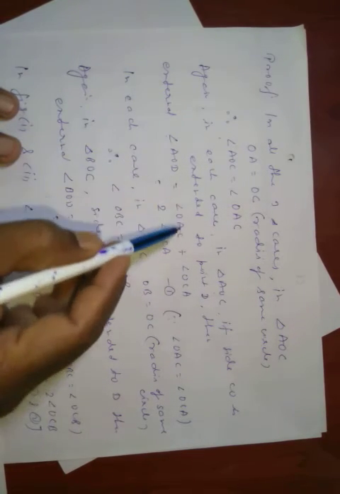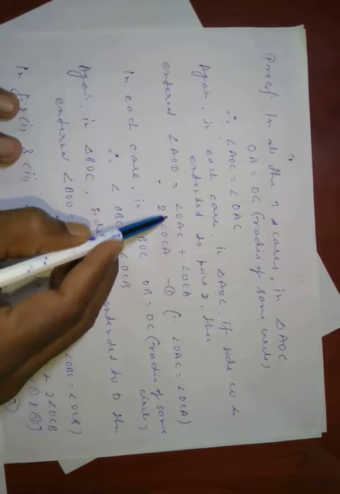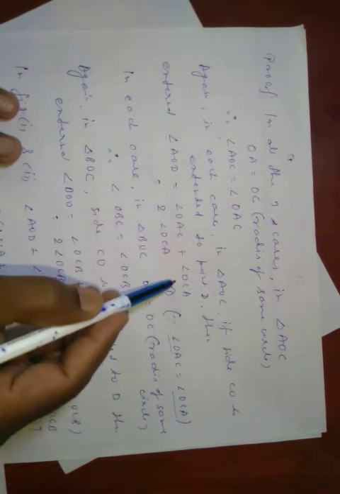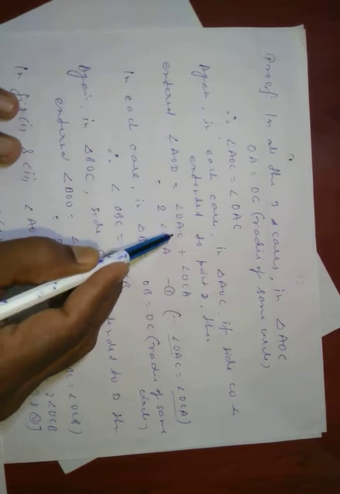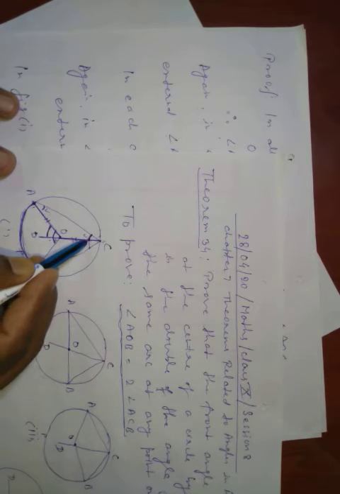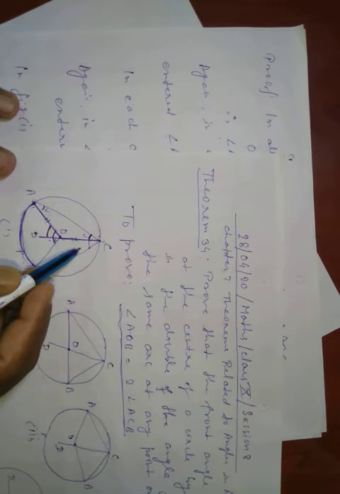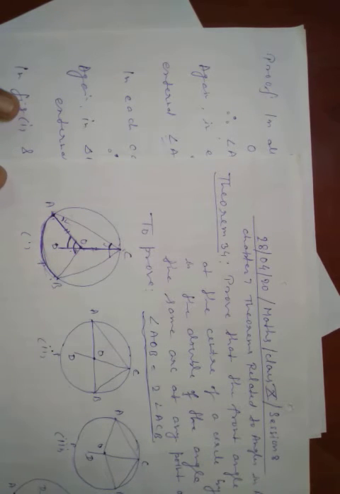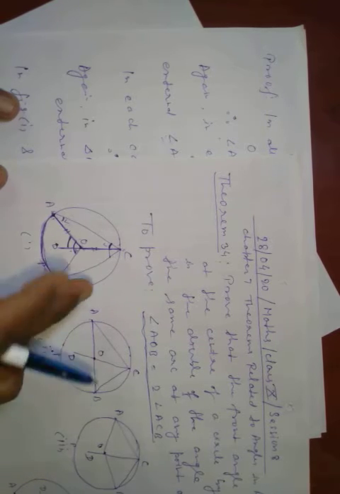That is why angle AOD is equal to angle OAC plus angle OCA, and because angle OAC and OCA are equal, we can write this as OCA plus OCA. So it will be 2 angle OCA, that is why we write here that angle AOD equal to 2 angle OCA. So now we got this result.